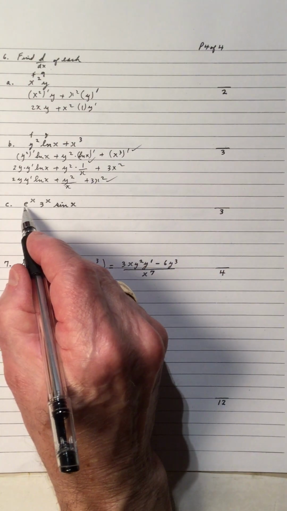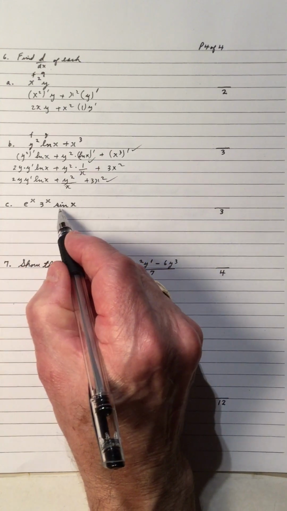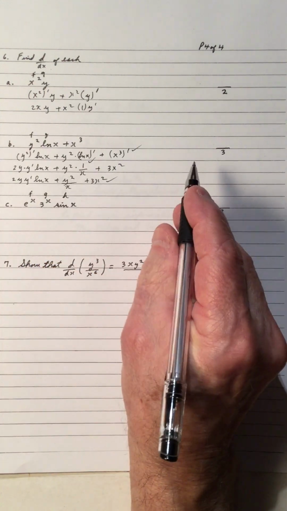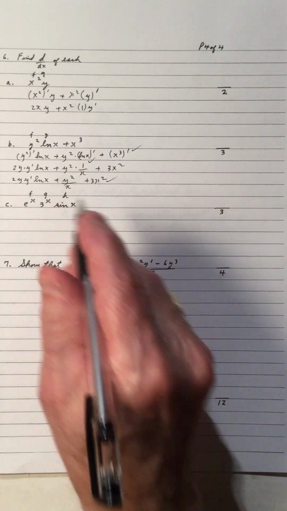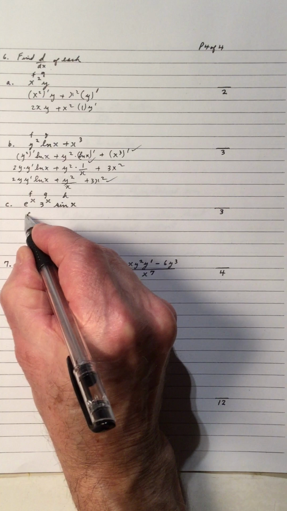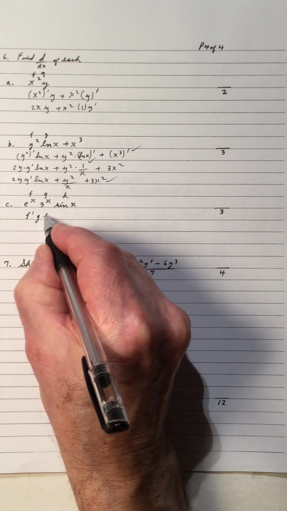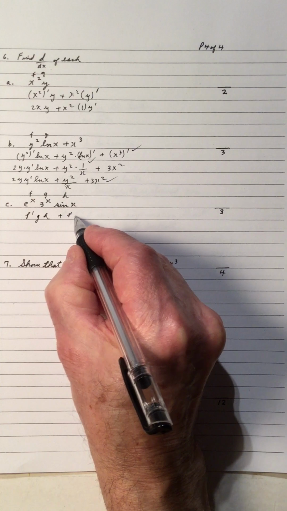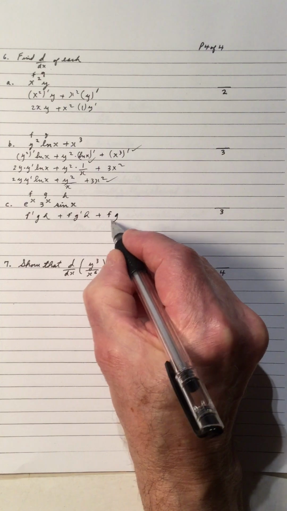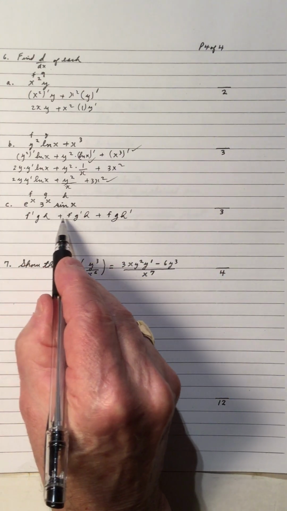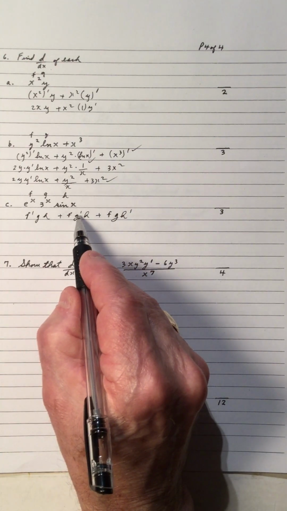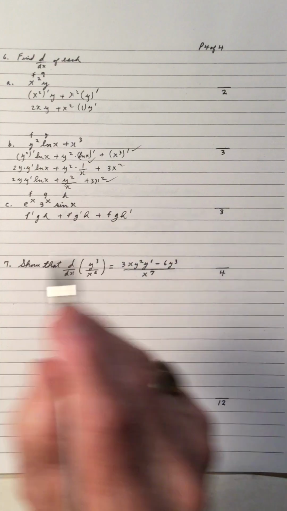Now, notice we have e to the x, 3 to the x, and sine x. That's 3 different functions, f, g, and h. And when I did this in a video, the derivative of this is the derivative of f times g times h, plus f times the derivative of g times h, plus f times g times the derivative of h. So you write down each one, f, g, h, f, g, h. So you do the derivative of f here, derivative of g here, derivative of h here. That's if you remember the shortcut.